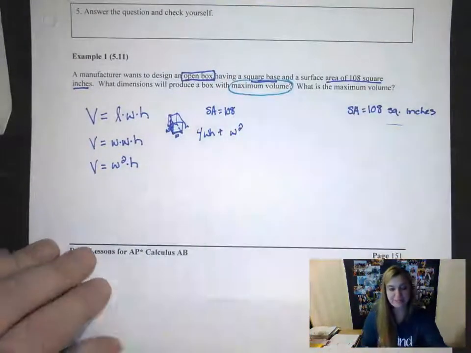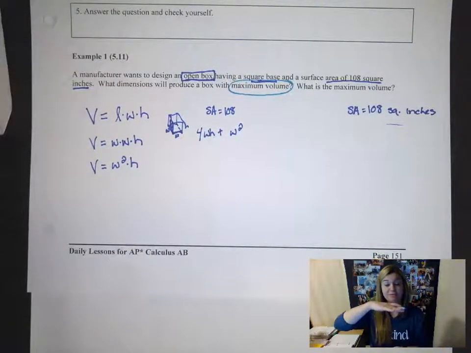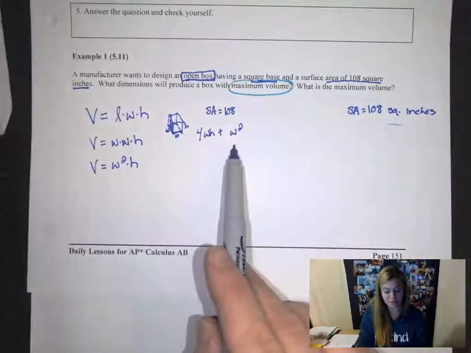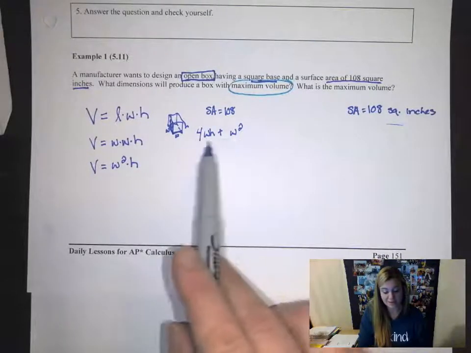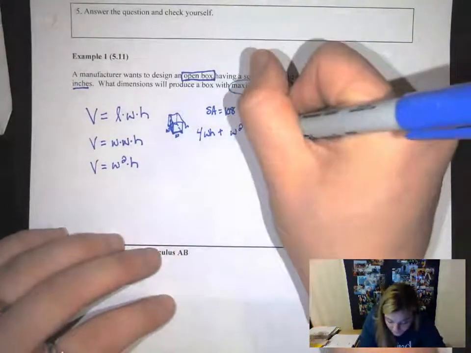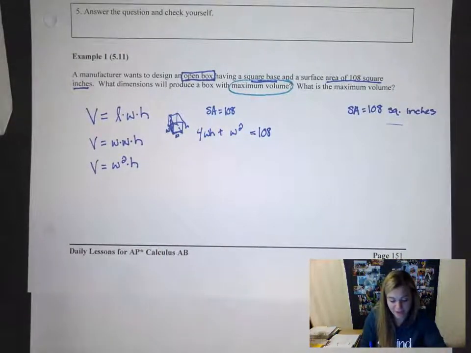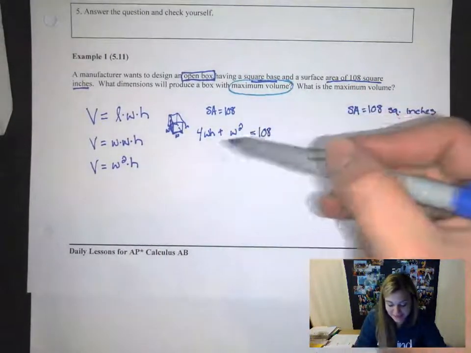You might be tempted to say the top and the bottom. In fact, I just did a second ago when I said, oh, 6 faces. But this says that it's an open box. So I'm just going to say it's equal to W squared. This is the surface area, equal to 108.